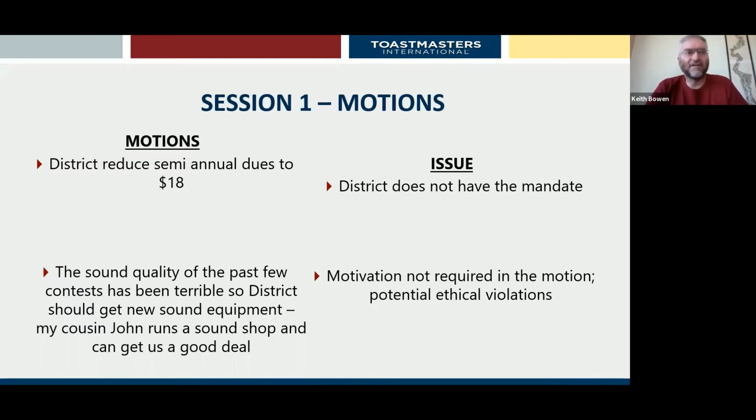And we definitely don't need to know about John running a sound shop, because ethical violations should not be part of council meetings. So how you frame the motion is an important thing. I know most of us would say, well, we just want this to happen. There's a certain art to how I word it in such a way that it has a better chance of succeeding. Okay, great. If we can go to the next slide.